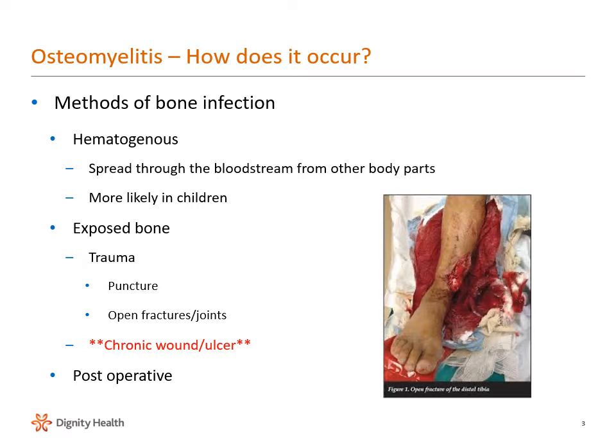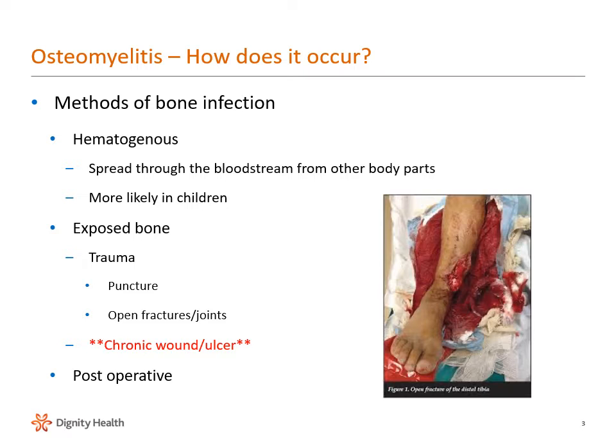How does osteomyelitis occur? Well, there are different ways that a bone can get infected. The bone can get infected through the bloodstream, which is hematogenous spread, and in this case, it may come from another body part where there is an infection. This is more common in children as opposed to adults, but is possible in adults.